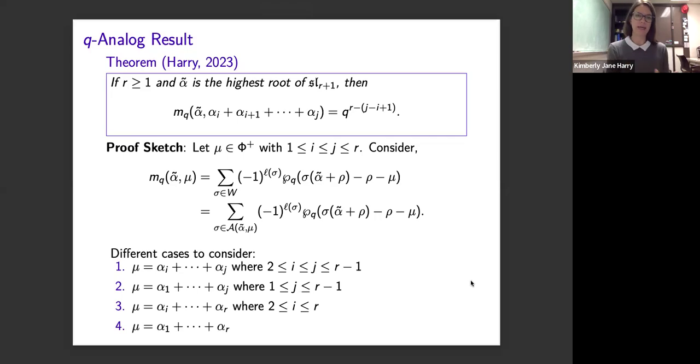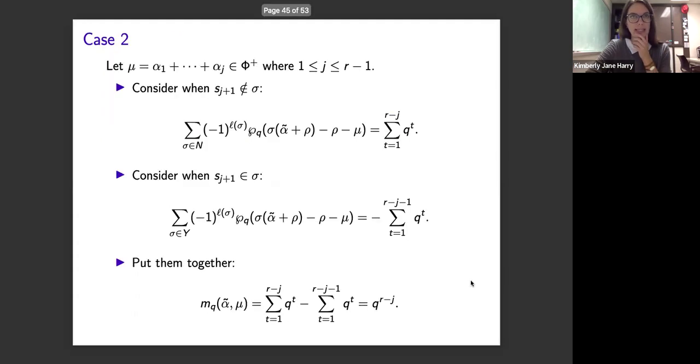And then there are 4 cases that I have to consider for my mu. I have a mu that goes from alpha i plus all the way up to alpha j, where i and j can be between 2 and r minus 1. Or I have my mu where I have alpha 1 plus all the way up to alpha j, where j can be between 1 and r minus 1. Or I have case 3 where I have alpha i all the way up to alpha r. And then my 4th case, which is just my highest root, from alpha 1 all the way up to alpha r.